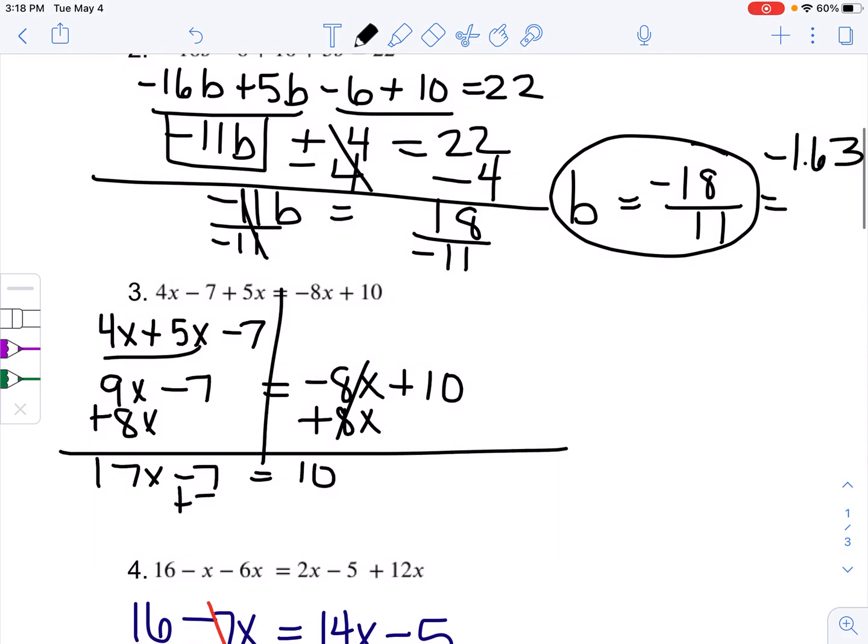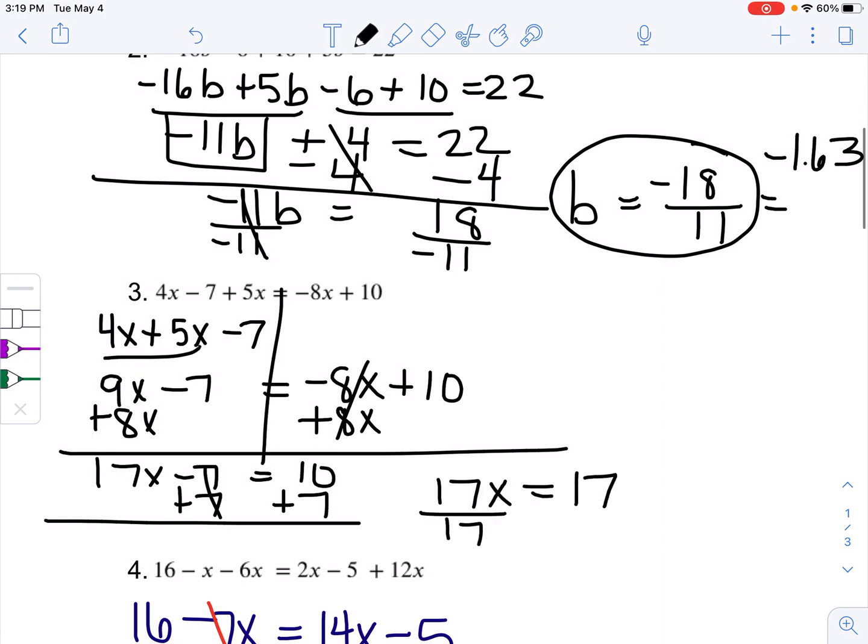And then I'm going to add the 7 over to this side. So it's 17x equals 17. Divide both sides by 17 and you get x equals 1.